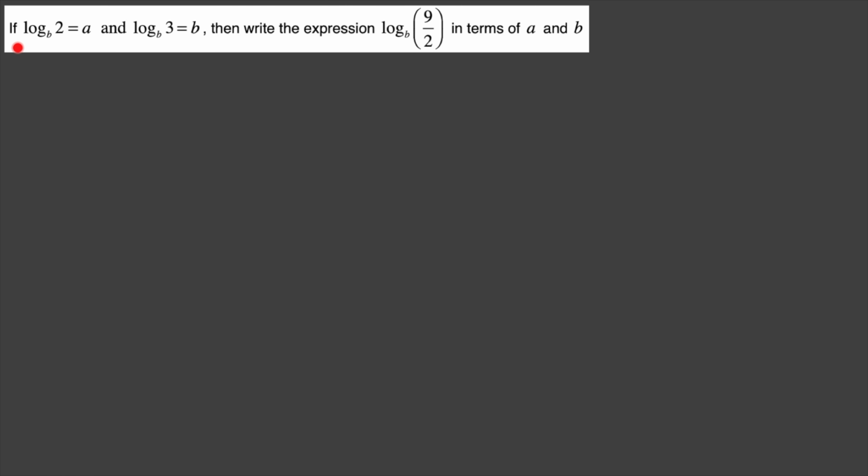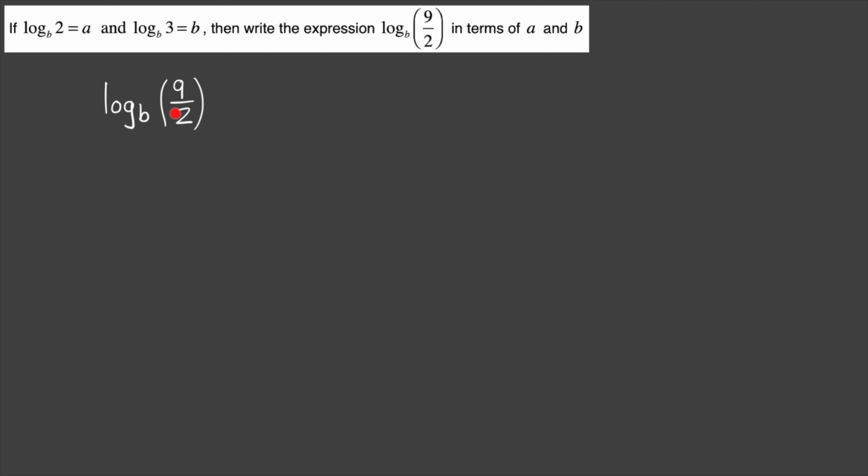This question says, if log base b of 2 equals a and log base b of 3 equals b, then write the expression log base b of 9 over 2 in terms of a and b. All right, so our goal here is to rewrite this log in terms of just a and b. So let's go ahead and bring down our log expression here.